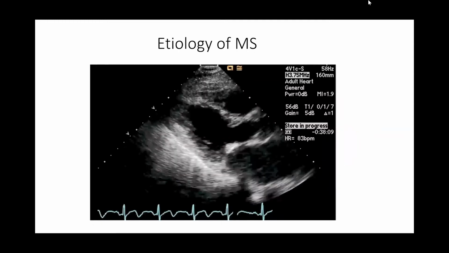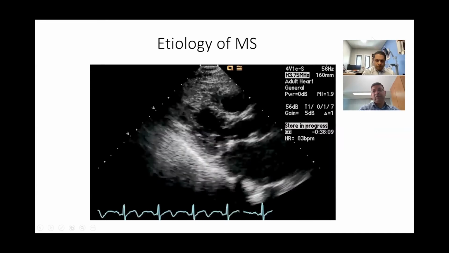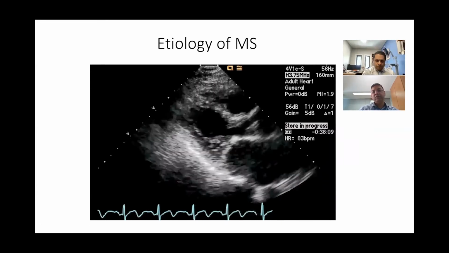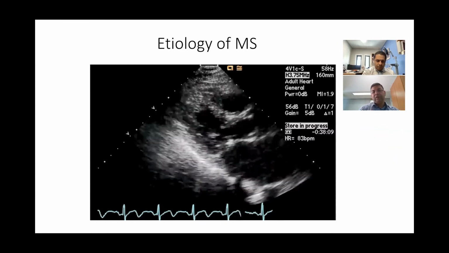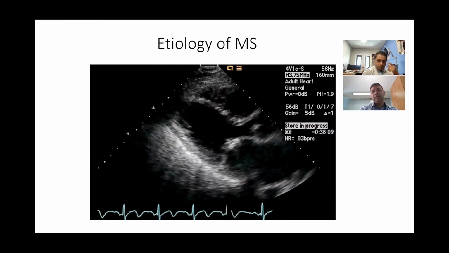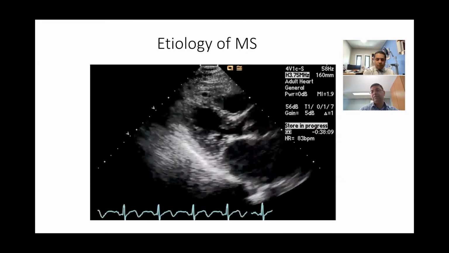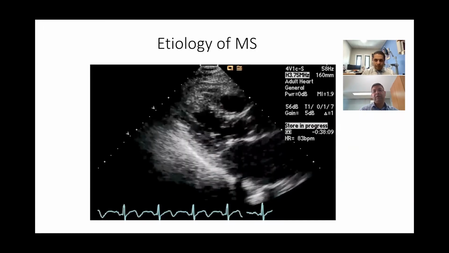So now, quick rapid fire in terms of the etiology of mitral stenosis. In the next few slides, I just want you guys to comment only on the mitral valve. So let's start, Hatim, with you. Can you just comment on the mitral valve for me?